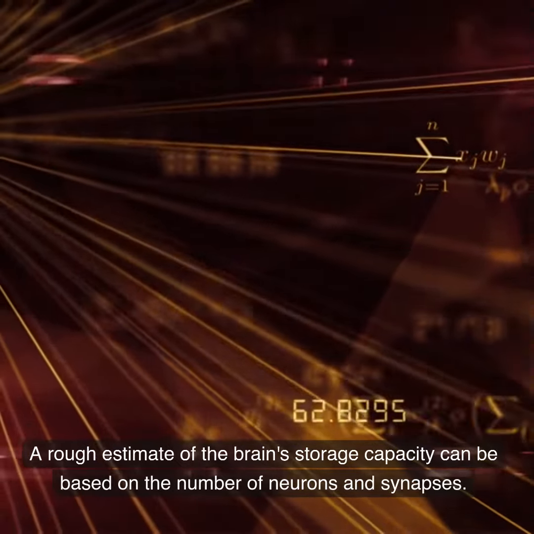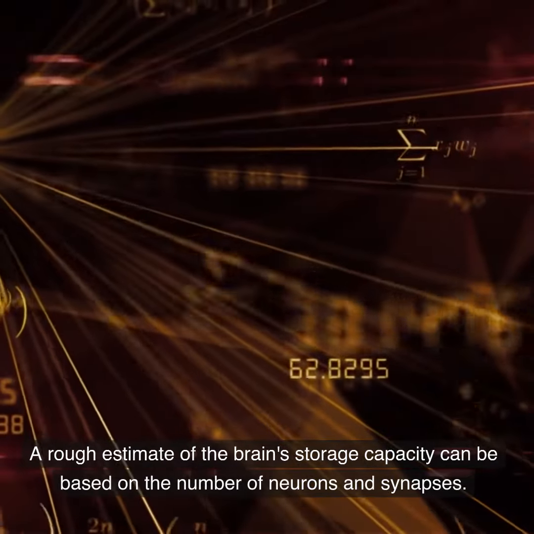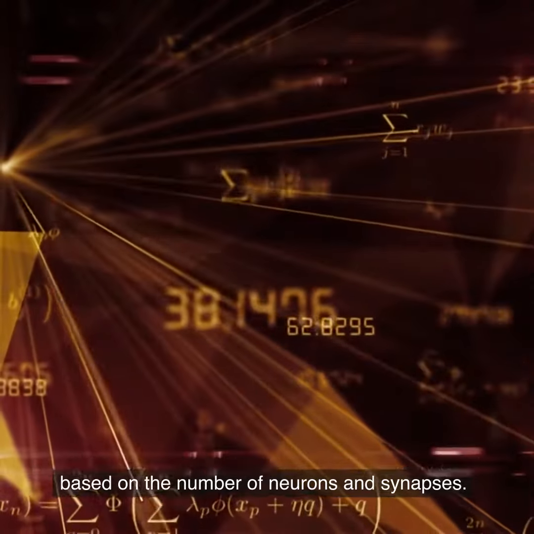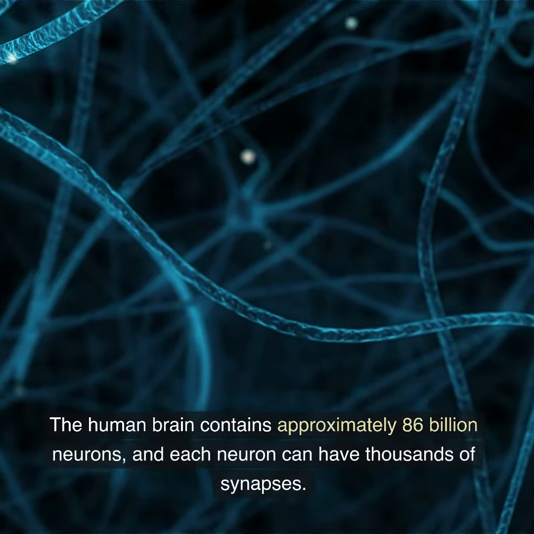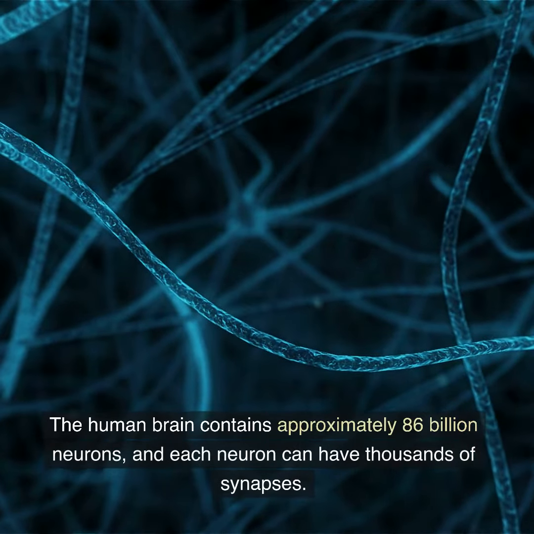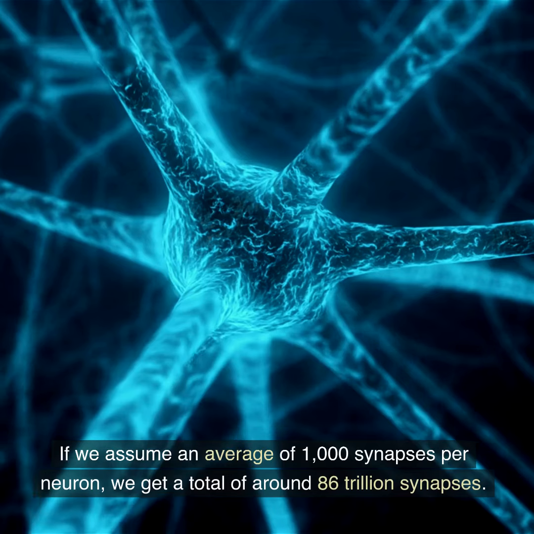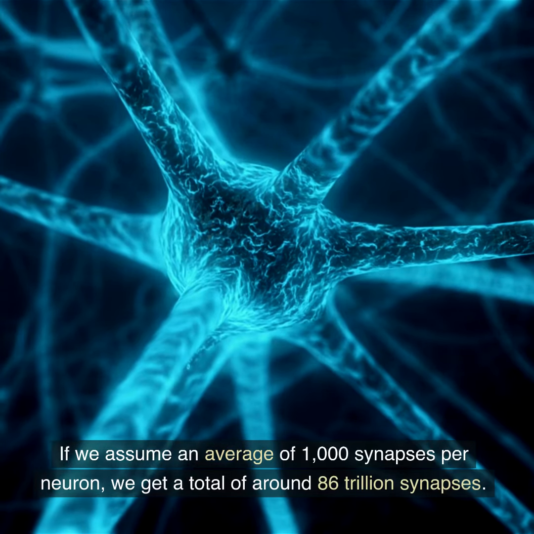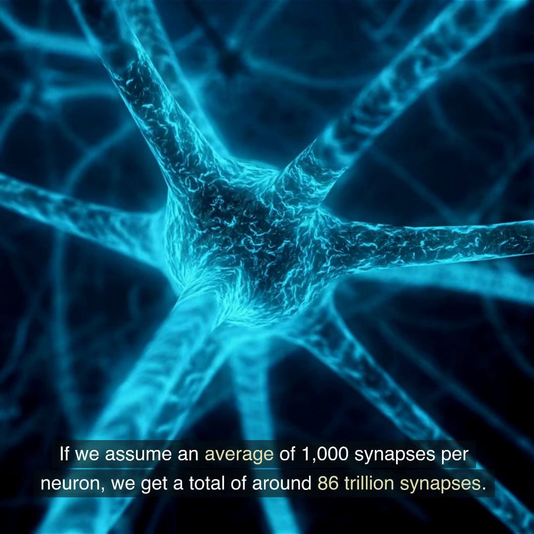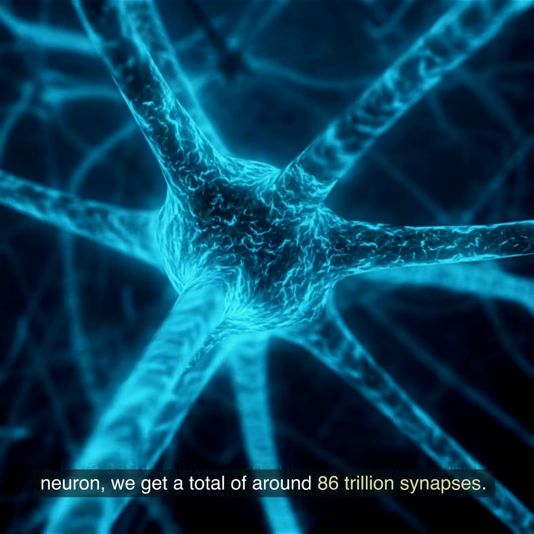A rough estimate of the brain's storage capacity can be based on the number of neurons and synapses. The human brain contains approximately 86 billion neurons, and each neuron can have thousands of synapses. If we assume an average of 1,000 synapses per neuron, we get a total of around 86 trillion synapses.